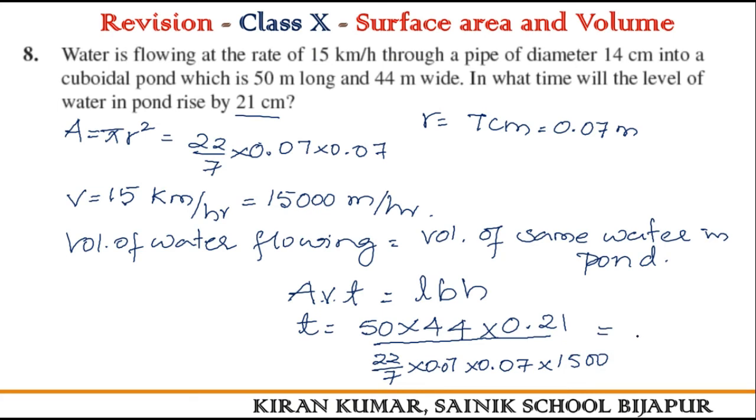And we get it in terms of hours. Here most of the things would get cancelled. This 7 has to be written in the numerator. I leave it for you to solve, and we get the time to be 2 hours. So the time required to raise the water level of the pond by 21 centimeter is 2 hours.